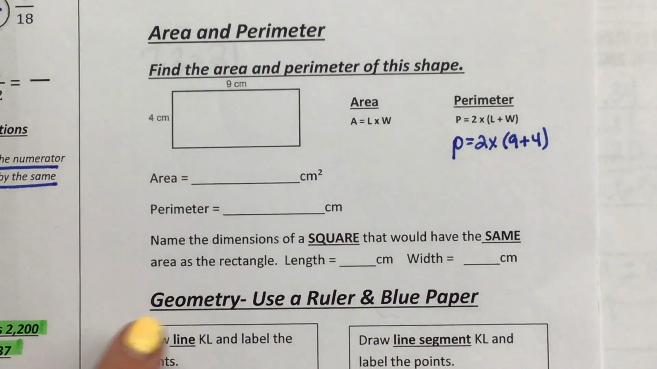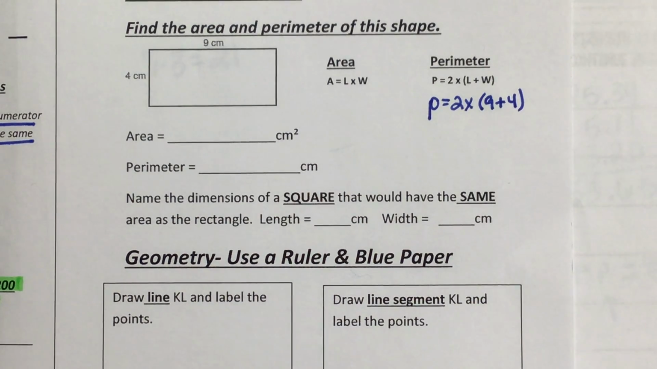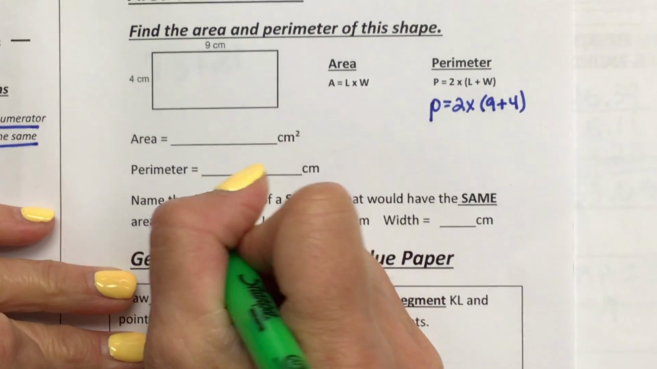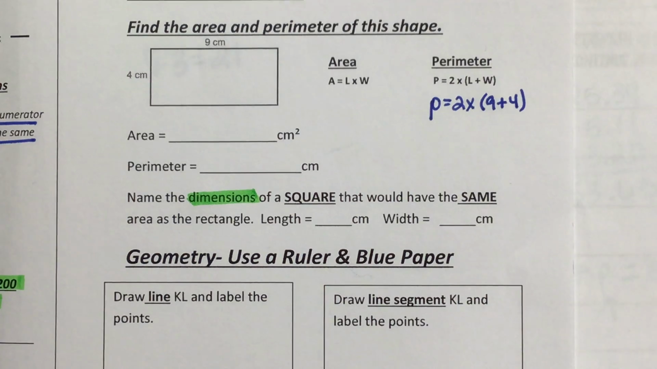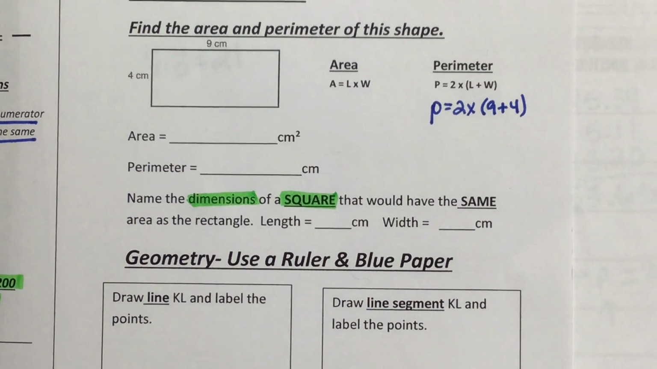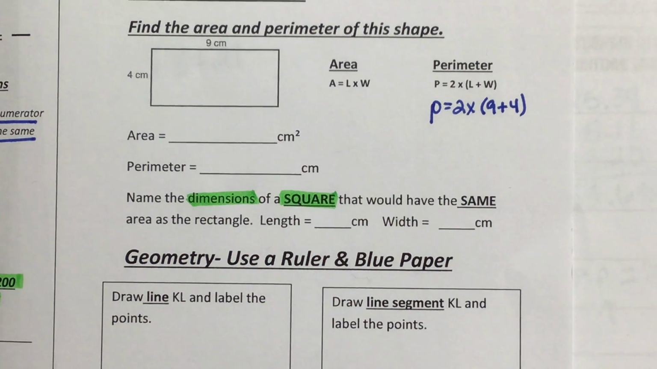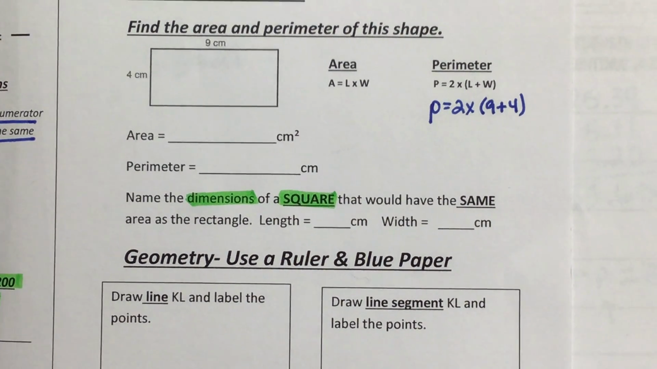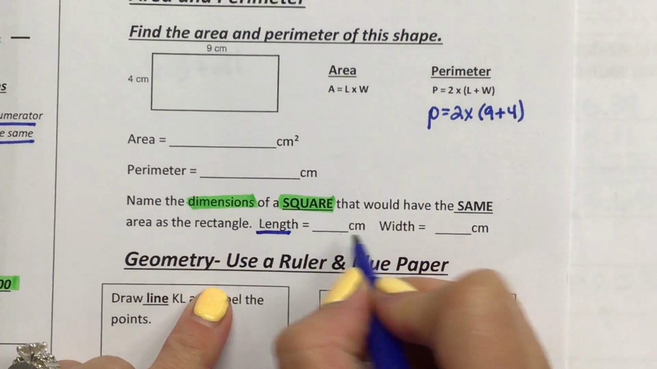Okay? Name the dimensions of a square that would have the same area as the rectangle. So first we need to know, what does that word dimensions mean? What are the dimensions of a square? Also, square is a word we need to pay attention to. Only 2 people can guess about the word dimensions. Stella? Maybe like corners or sides. The length and the width. That's exactly right.